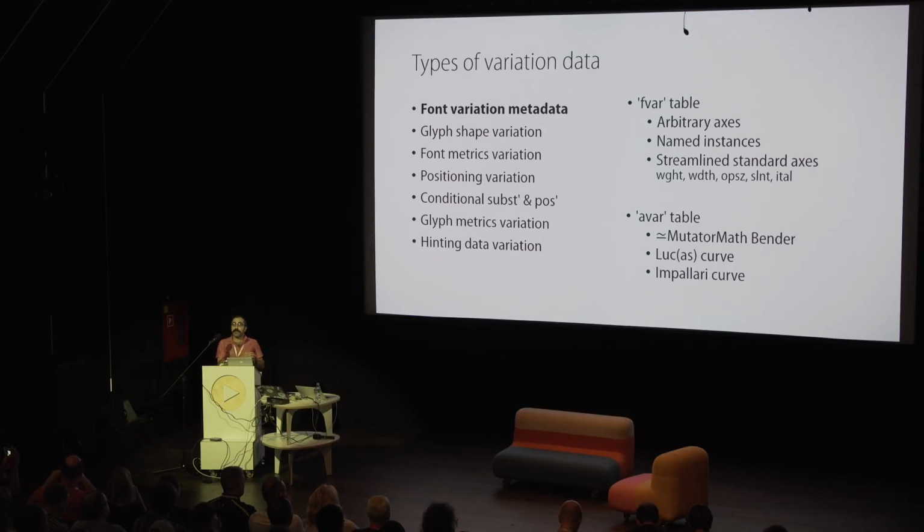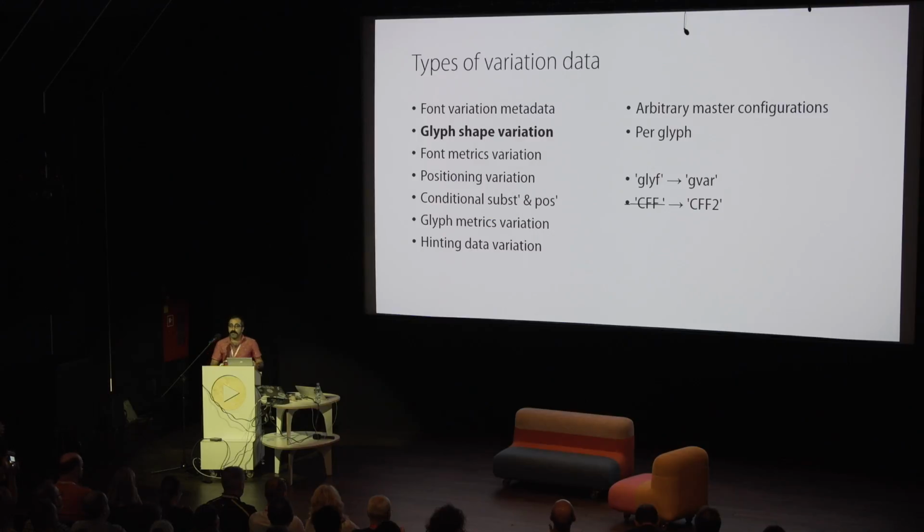And the avar table, which was briefly mentioned, is how you go from a linear interpolation model to a piecewise linear one, but that can be arbitrarily more accurate. So that's if you want to use Luke's interpolation curve or Pablo's, whichever you prefer. I can't make up my mind. That's where you put this curve. So that while we say this is linear interpolation, you can actually go to non-linear interpolation as needed.